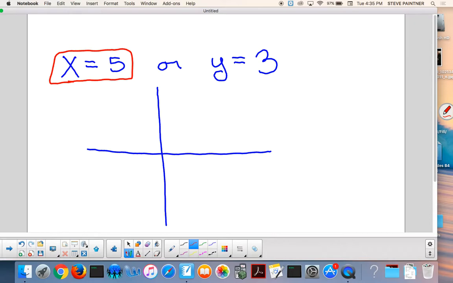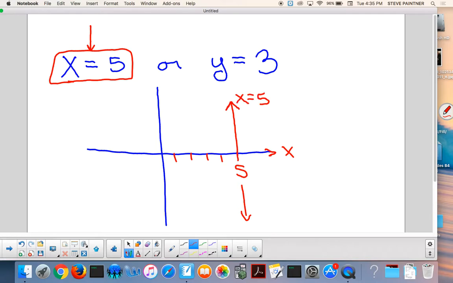either vertical or horizontal. The way I like to think of it is, if you look at this one right here, x equals 5 will always cross the x-axis at 1, 2, 3, 4, 5, and the only way to cross the x-axis is to cross it vertically. So this is x equals 5.